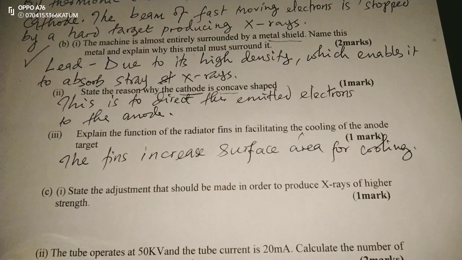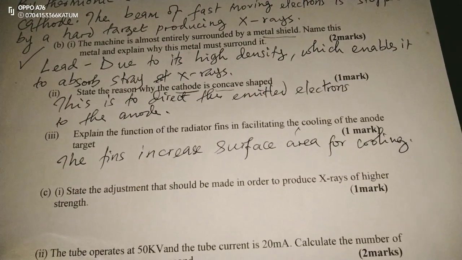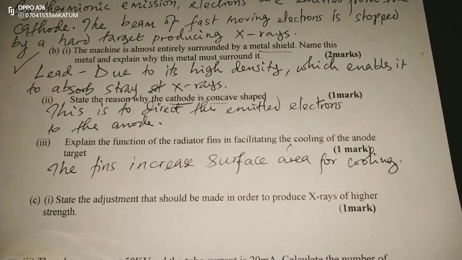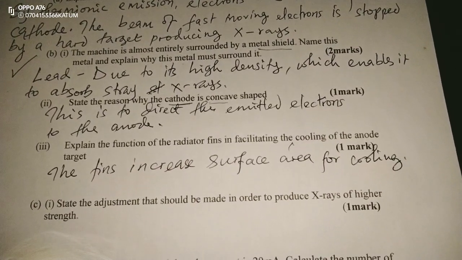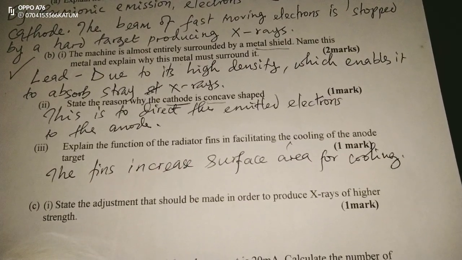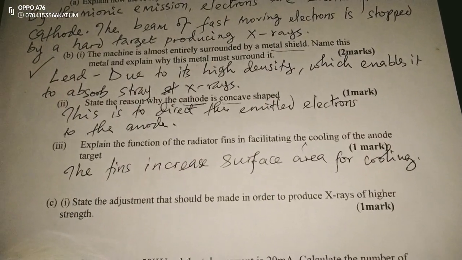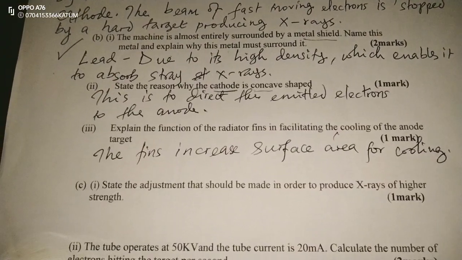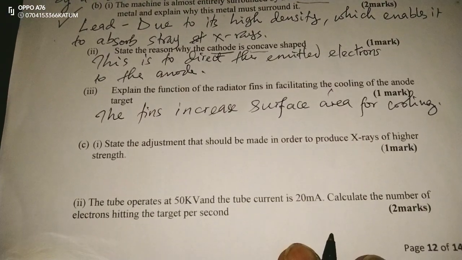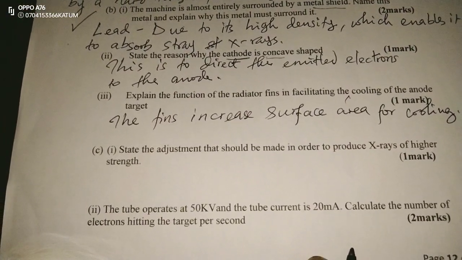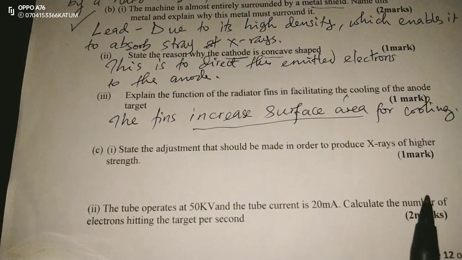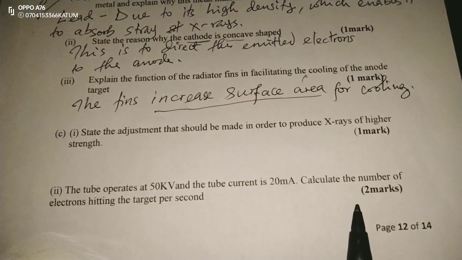Therefore, these fins made of copper will absorb a lot of heat, probably from the circulating oil, and they will transmit the heat very fast from the anode. It is called dispersion of heat. Therefore, they dissipate the heat very fast from the anode, and cooling takes place. Because they are many, they increase surface area for cooling. So that is the concept there.